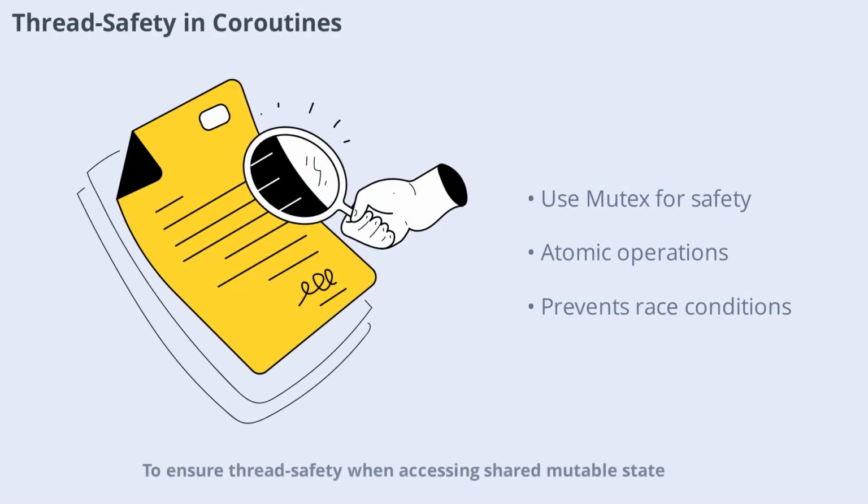To ensure thread safety when accessing shared mutable state, use synchronization mechanisms like mutex or atomic operations. This prevents race conditions and ensures that your data remains consistent, even when accessed by multiple coroutines.